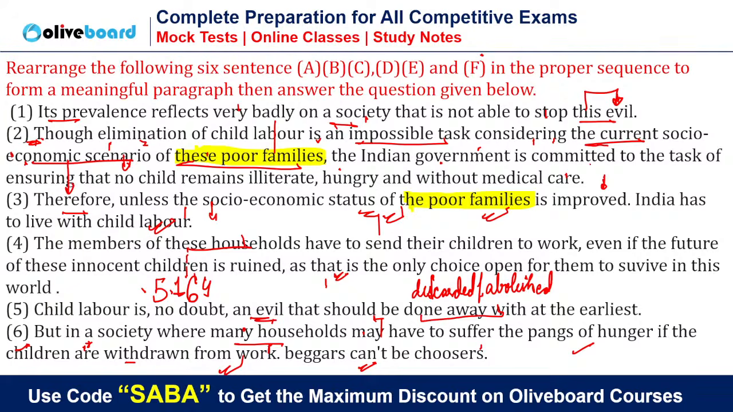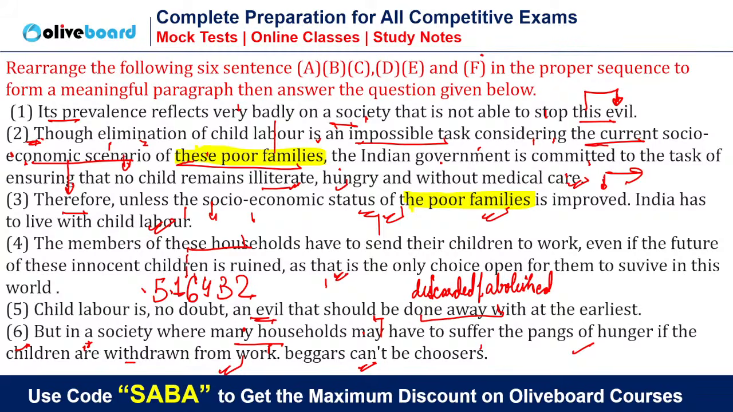The Indian government is committed, even though we cannot abolish it. But what steps is the Indian government taking? It is taking steps to improve the socio-economic status, so that no child remains illiterate, hungry, and without medical care. The effort of the government will be discussed at the end. So it will be 16432. Is it clear? But the majority did 2-3.